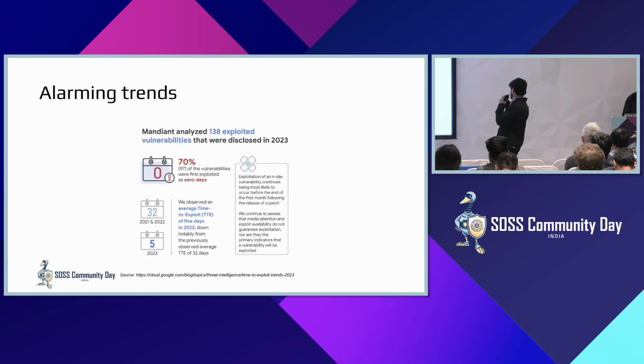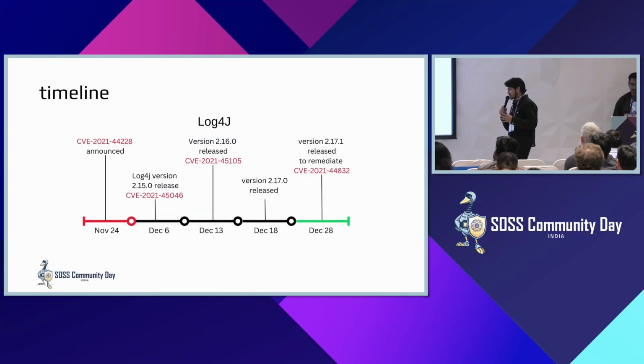Next slide, please. This is another observation, from the same Google report published in 2023. It indicates that the average time to exploit has decreased, from 32 days to just 5 days in 2023. So zero-day vulnerability attacks keep on rising, and the time to exploit those vulnerabilities has been reduced. This gives us the idea that there is a need for proactive solutions to handle zero-day vulnerabilities.